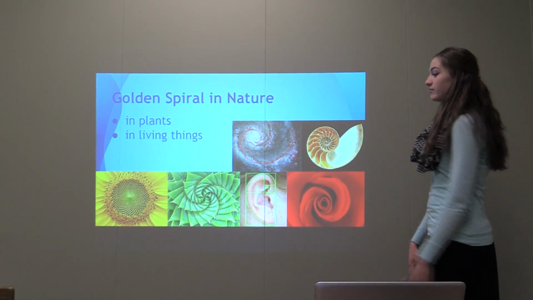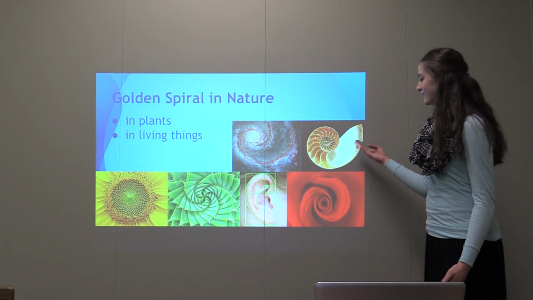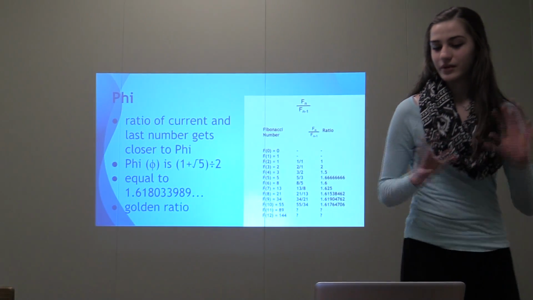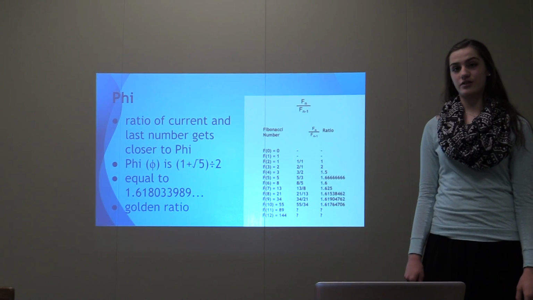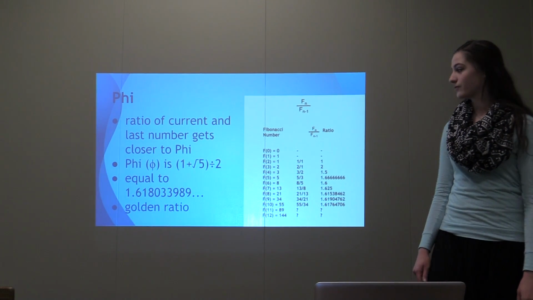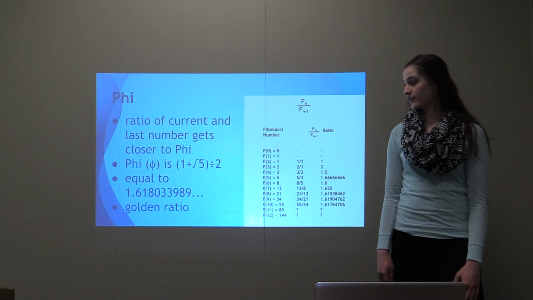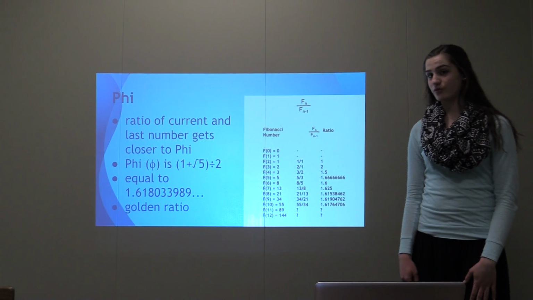You can see it in the human ear, in plants, in the spiral galaxy, in seashells, and flowers. It's in a lot of places. The ratio of the current and last number in the Fibonacci sequence gets closer and closer to phi. Phi is (1 + the square root of 5) divided by 2, and is equal to approximately 1.618. It's known as the golden ratio.